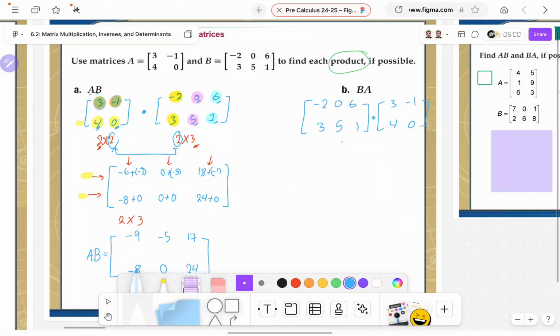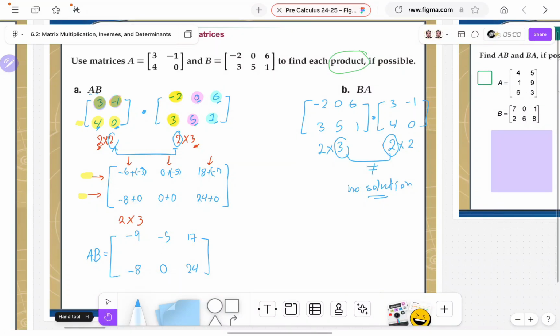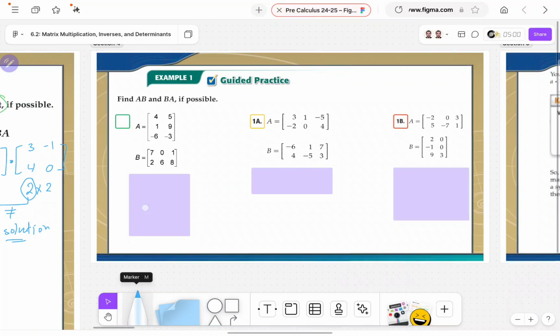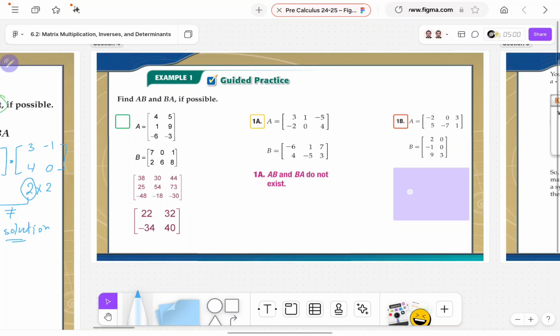Now let's do it. What's the dimension here? This is 2 rows times 3 columns. Here, 2 rows times 2 columns. As you can see, here is 3 and here is 2, so they are not equal. So no solution. We can't multiply a 2 by 3 matrix with a 2 by 2 matrix. I hope you understand the steps. Now it's your turn. Try to solve this question, and these are the answers for you.